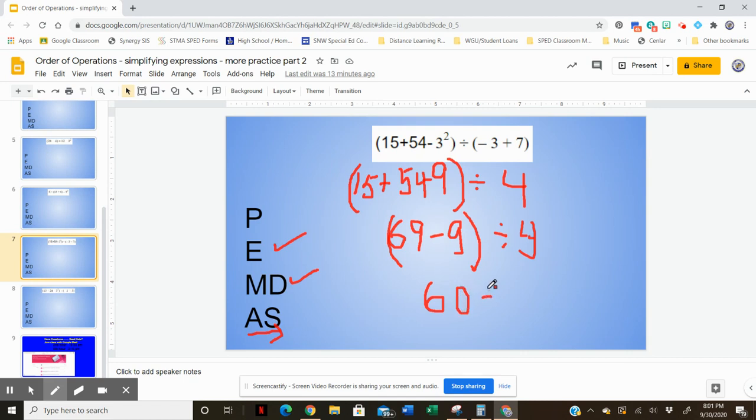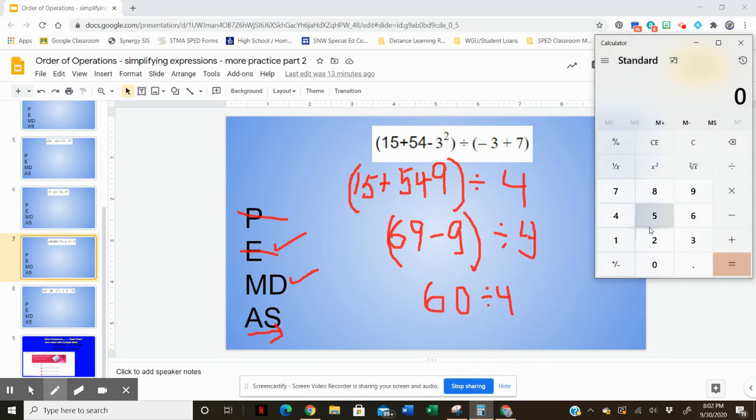And I'm going to divide by 4. So now I've got my last problem down. My PEMDAS, we took care of our parentheses. No more exponents, but there is multiplication division left. 60 divided by 4. So I'm going to whip out my calculator. I'm going to go 60 divided by 4. And my answer is 15.